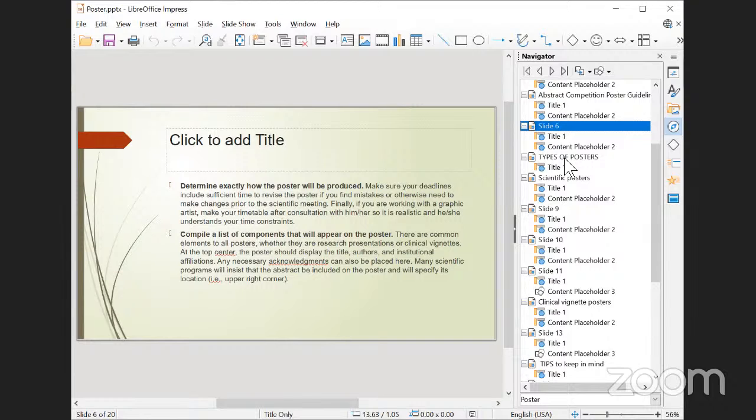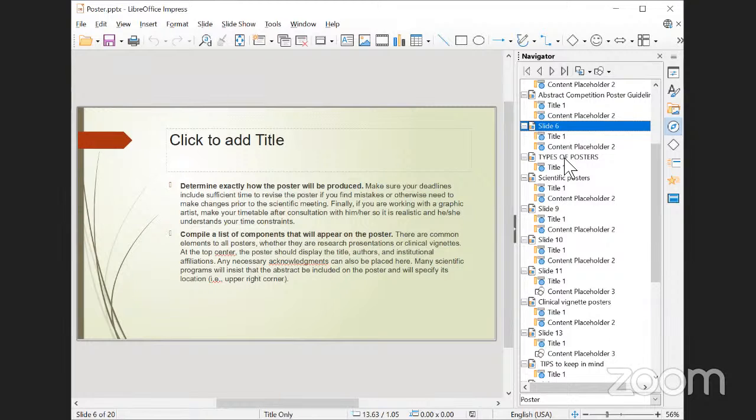There are common elements to all posters, whether they are research presentations or clinical vignettes. At the top center, the posters should display the title, authors, and institutional affiliations. Any necessary acknowledgements can also be placed here. Many scientific programs will insist that the abstract be included on the poster and will specify its location, for example, upper right corner.